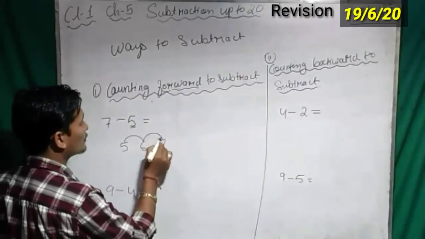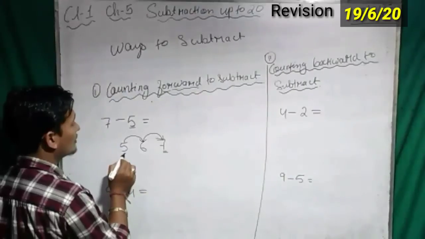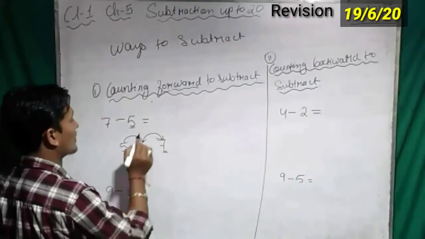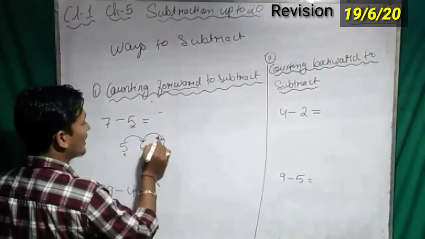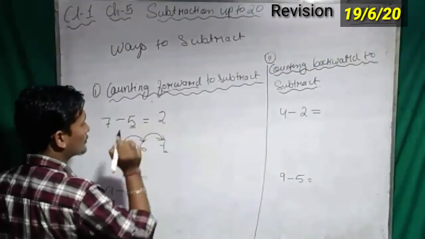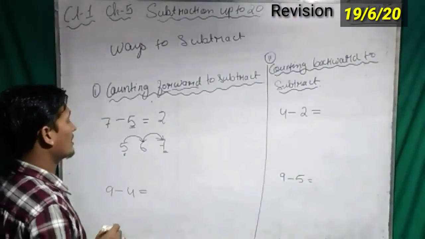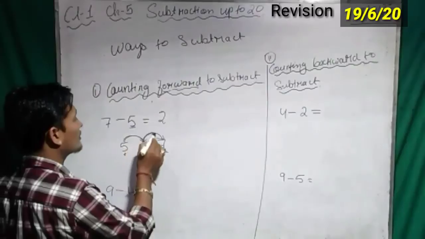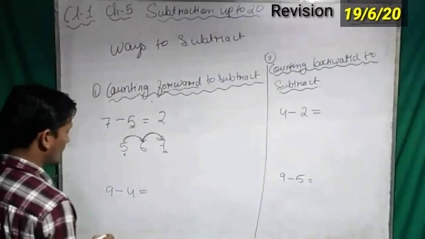So 1, 2. So what is the answer? The answer is 1, 2. So how many steps? 2. Got it, children? The answer is 2 steps. 1, 2. Clear?